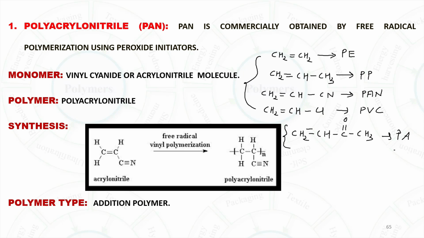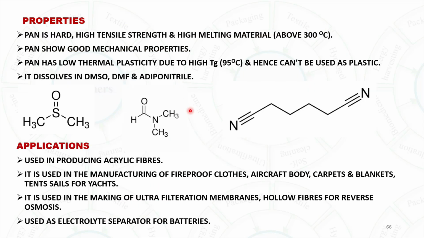So, this is your monomer, which you can call vinyl cyanide, or acrylonitrile. And how is the synthesis? I have put cyanide here, so there's a double bond here and a triple bond here. But remember that this cyanide group doesn't polymerize. It is the middle part, CH2 double bond CH, that polymerizes. By free radical vinyl polymerization, you will get polyacrylonitrile, and this is also an addition polymer, so you should know this. After this, you can see what its properties are.